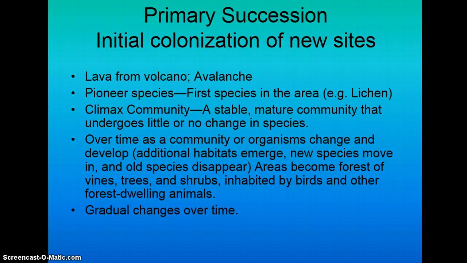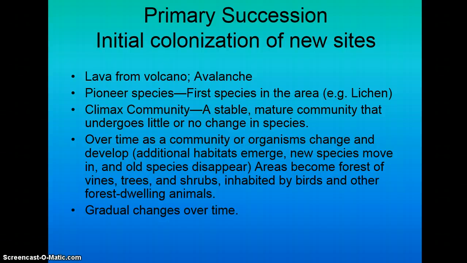There are different types of succession. There's primary succession, where there is initial colonization of a new site, like lava from a volcano, or an avalanche that would wipe everything out. The first thing to show up after that is known as a pioneer species, the first species in an area, and oftentimes it's lichen.